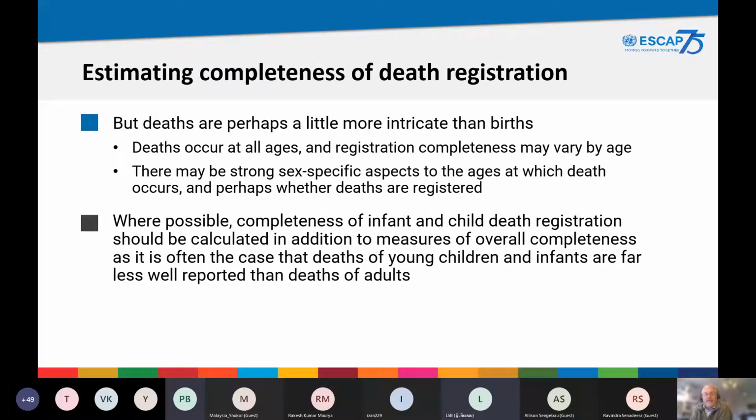So we want to understand death registration not only in its aggregate form, as we do with births, but we also might want to do it for certain segments of the population to get a handle on where there might be particular problems with the reporting of child deaths. This is often the case. Take my own country, for example, South Africa. A death of a child can only be formally registered on our national population register.